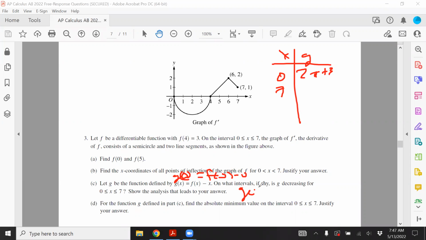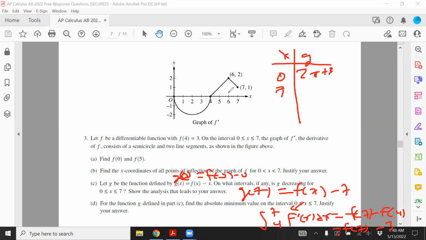Then g of 7, well, that's just f of 7 minus 7, right? That's not that hard. Well, first off, we have to figure out what f of 7 is. So we have to integrate from 4 to 7, because that's the integral from 4 to 7 of f prime of x dx. Well, that's going to be f of 7 minus f of 4. So we find f of 7 that way. F of 4 we know is 3. F of 7 we need to find.